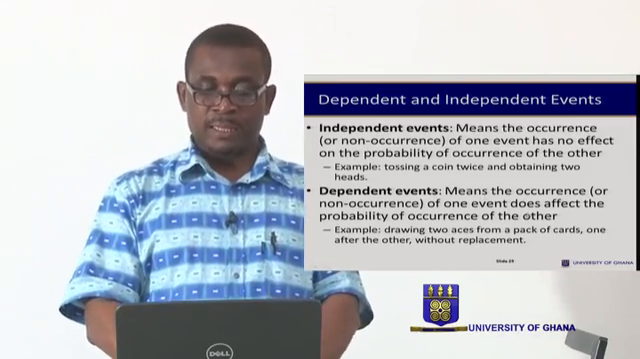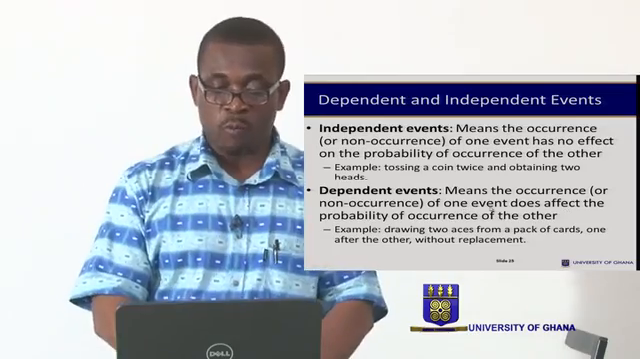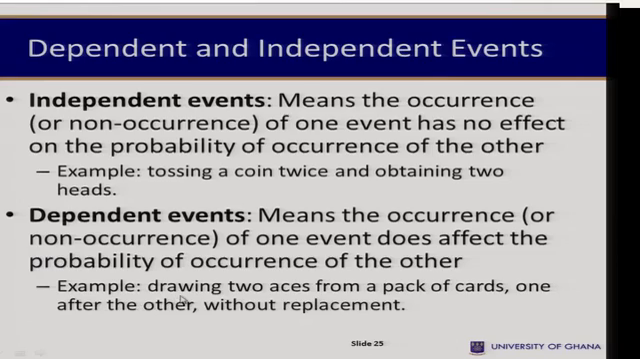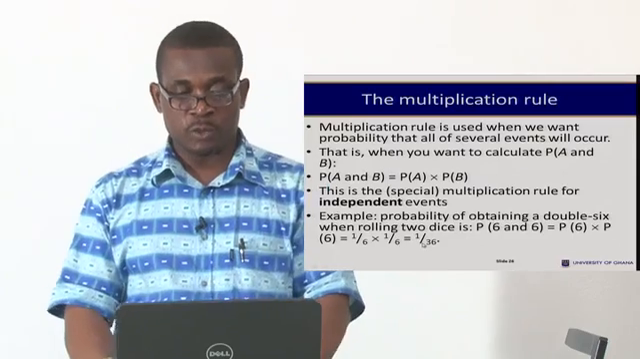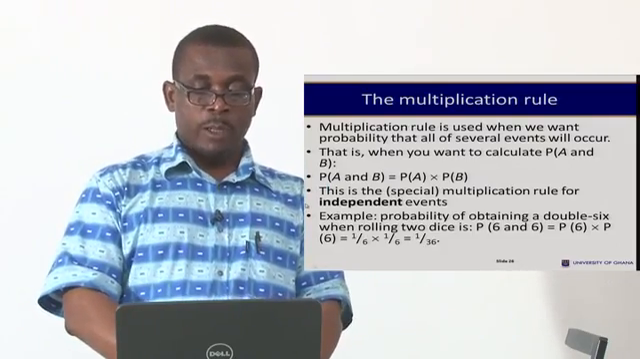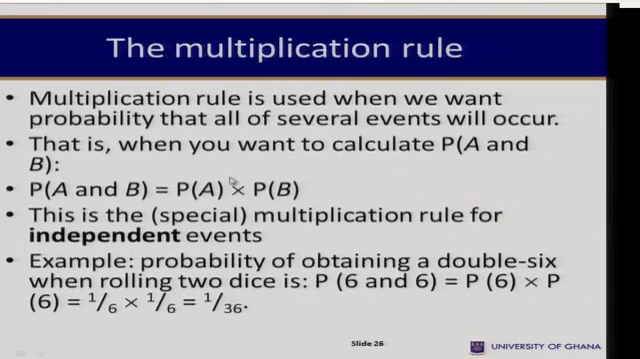But when events are dependent, then the probability of occurrence of one event does affect the occurrence of the other. For example, drawing 2 aces from a pack of cards, one after the other without replacement. So let's illustrate the multiplication rule. Now, when two events are independent, then the probability of event A and event B is simply the probability of A times the probability of B when they are independent.